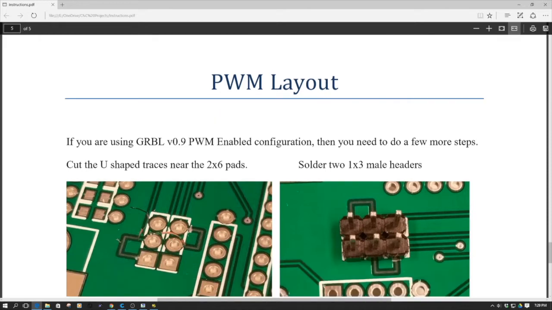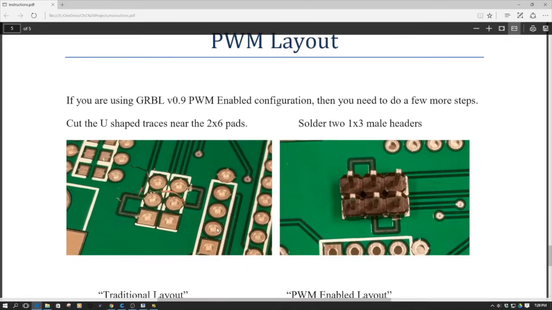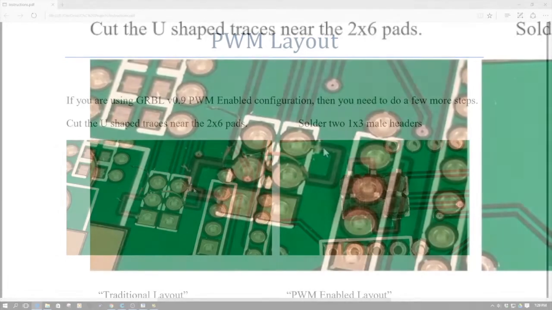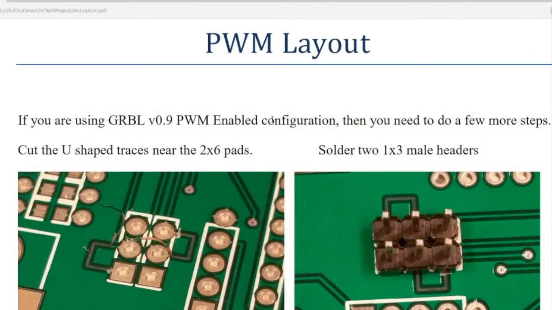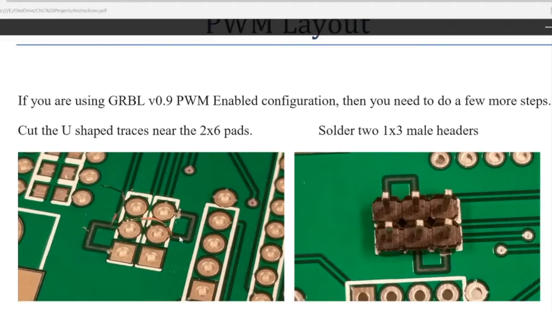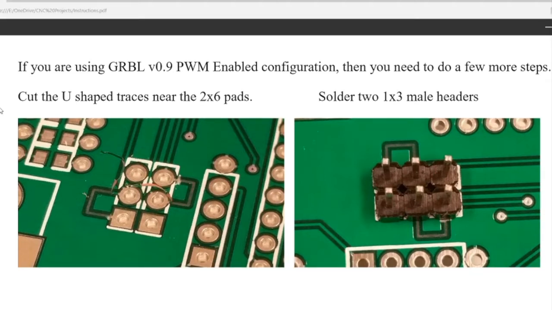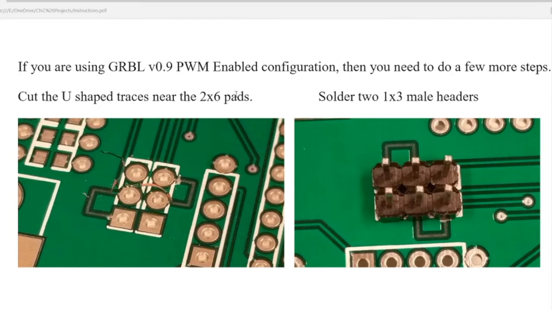This is the other piece, the PWM layout. One of the things I want to point out is they're cutting two traces, a trace here and a cut here in the U shape. It says if you're using Grbl version 0.9 with PWM enabled, which is typically version 9, you have to solder in these headers over here, but before you do that you have to cut these U-shaped traces. Up here it says cut the U-shaped traces near the 2x6 pads, and you use a sharp utility knife or something to cut it. Again, I'll show you on the ones I do.